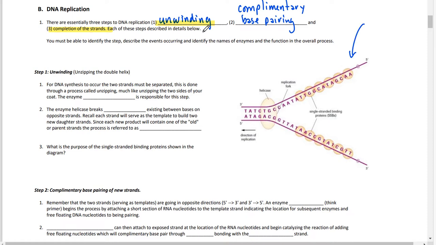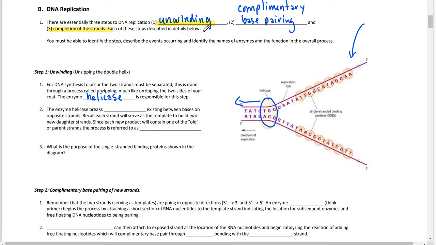For DNA synthesis to occur, the two strands must be separated. This is done through a process called unzipping. So much like unzipping the two sides of your coat, in this case, the enzyme helicase is responsible for this step. So you can see helicase here attached to the DNA strand, and in this case, it's proceeding in this direction, and as it proceeds, it pulls those two strands apart.